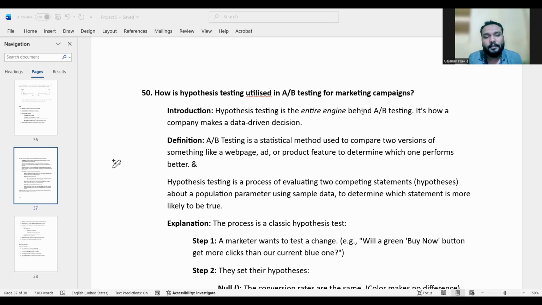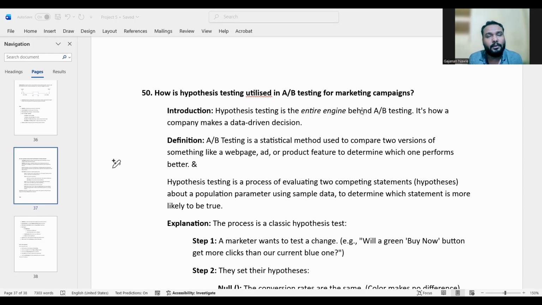Second is randomization. This is the most critical step. We write code that randomly splits our website visitors: 50% of them see the blue button and 50% of them see the green button. Step three is analysis. We run the test for a few days and collect the data. Let's say the green button got 5% more clicks. Is that real or is that just random luck?